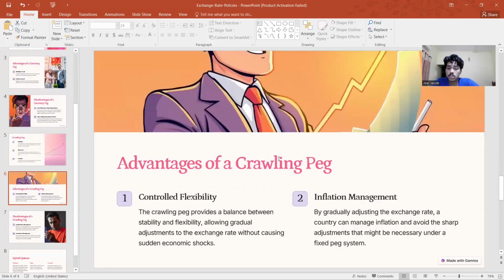And you have your advantages of crawling peg: controlled flexibility and inflation management. Controlled flexibility means the crawling peg provides a balance between stability and flexibility, allowing gradual adjustments to the exchange rate without causing sudden economic shock. So you're not following the pegged currency always. It is only for a period of time. So it helps in controlled flexibility, that you can follow or you cannot follow. It gives you such an option. And inflation management: by gradually adjusting the exchange rate, a country can manage inflation and avoid sharp adjustments that might be necessary under a fixed peg system.